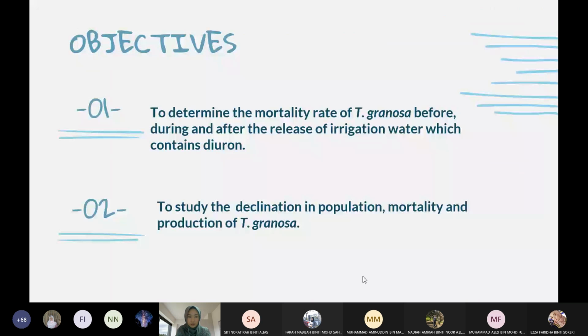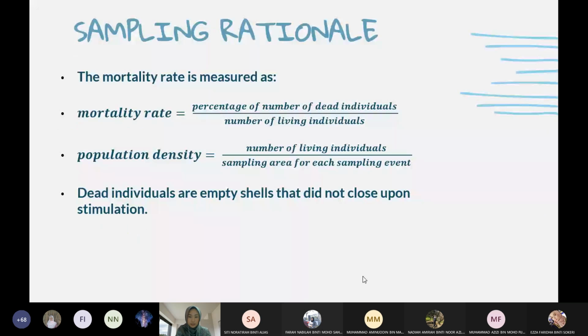Okay, the objective of this fauna sampling is to determine the mortality rate of T. granosa before, during, and after the irrigation water that contains thiuron was released from the paddy field. The objective is to study about the declination in population, mortality, and production of T. granosa samples. This is because there have been previous articles that studied on this issue. Next slide. This is the sampling rationale of fauna sampling.